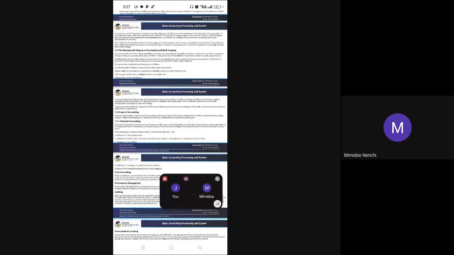Classification of accounting. Are we together? Those aspects of accounting we have. Are we together? We are looking at those aspects of accounting. Now, the first thing is financial accounting.